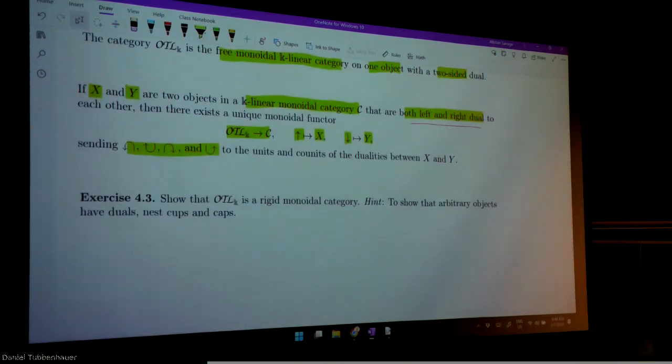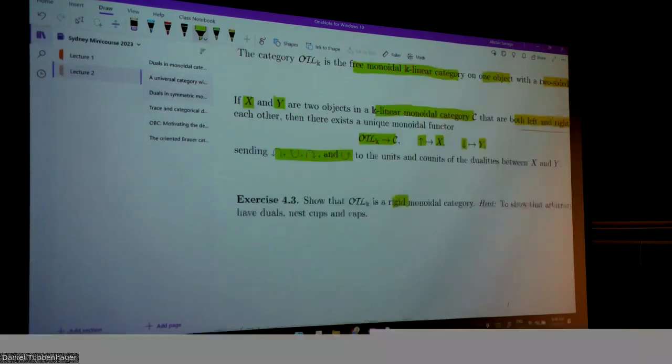And a little exercise: show that this category is a rigid monoidal category. Remember, that means that every object has a left and right dual. So we've defined it so that these generating objects, up arrow and down arrow, have a left and right dual. You need to show that an arbitrary object, which is a tensor power of these, has a left and right dual. And the hint is, this is a very easy exercise. The hint is you just nest the caps and cups, and that will give you the duality for an arbitrary object.